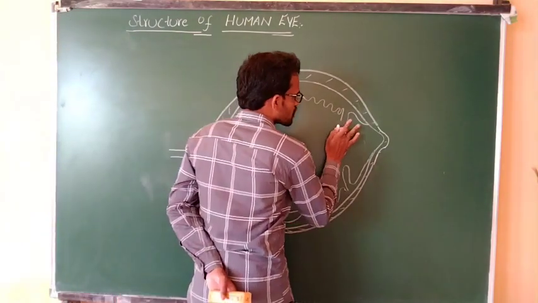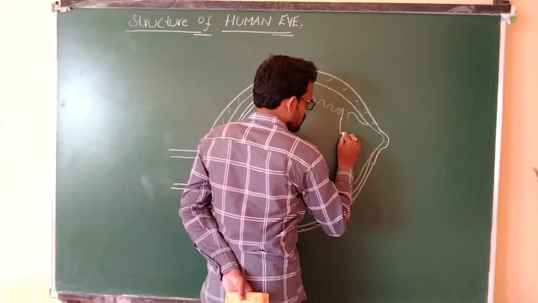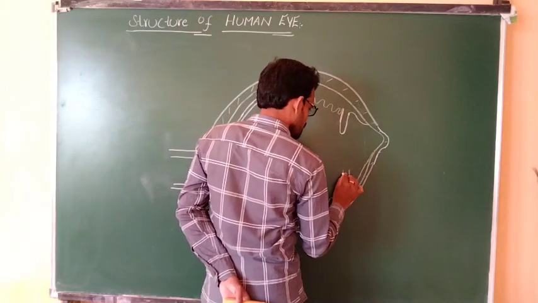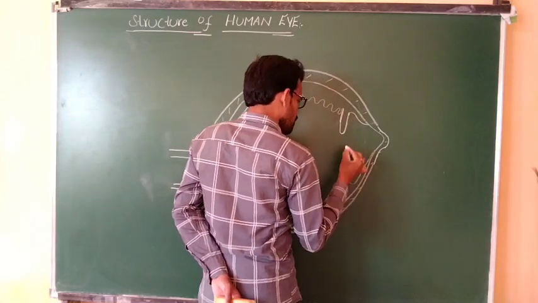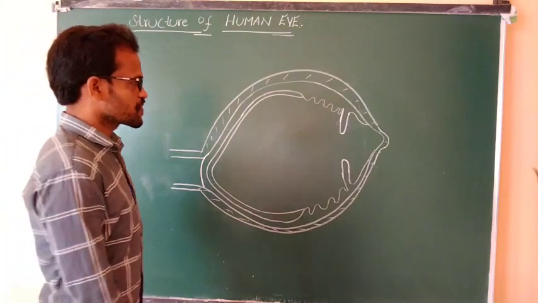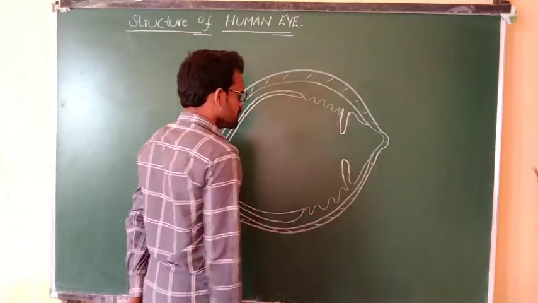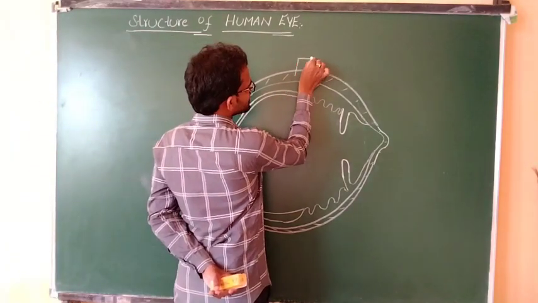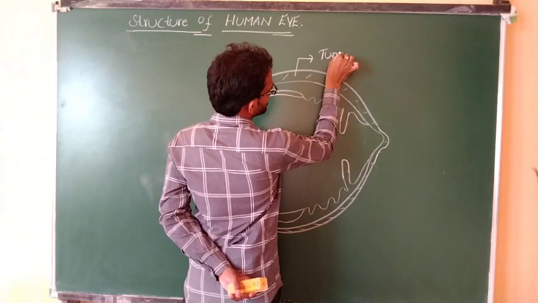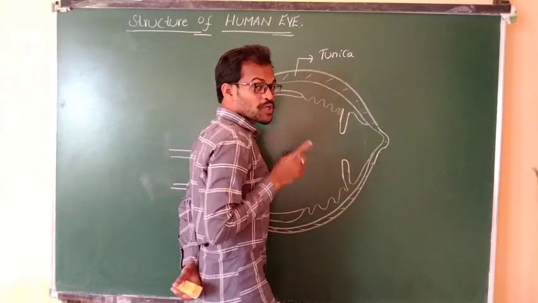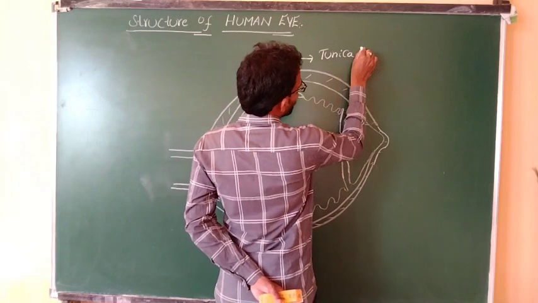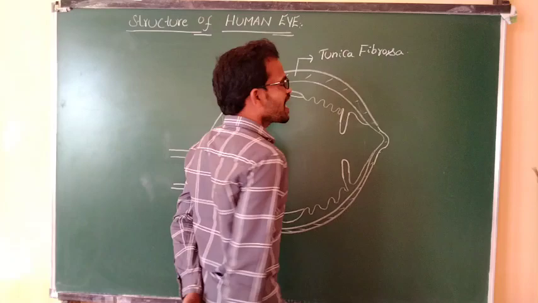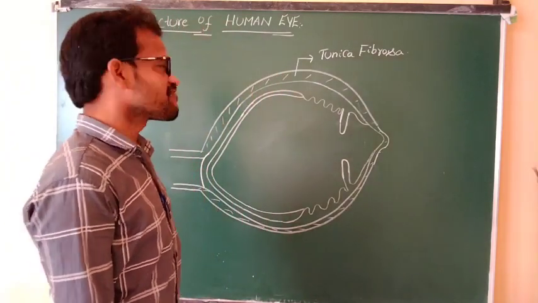If you observe the first layer, the next layer is known as the tunica pigmentosa. Okay. What is the first layer? This layer, it is the tunica. Tunica means cover. Tunica fibrosa. It is made up of collagen fibers.